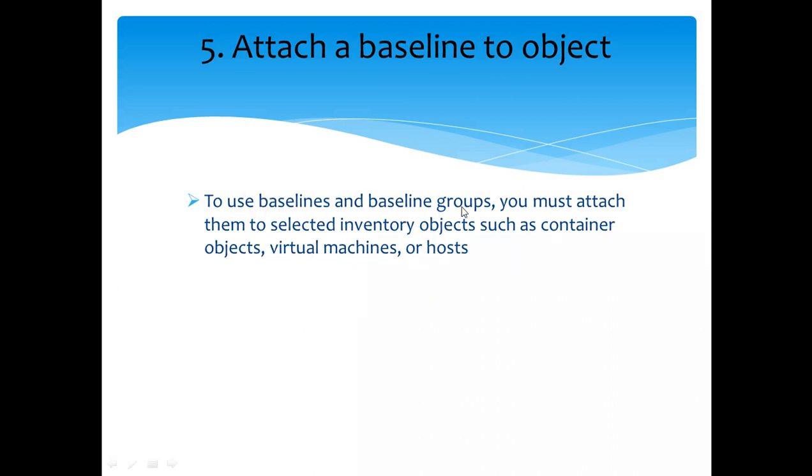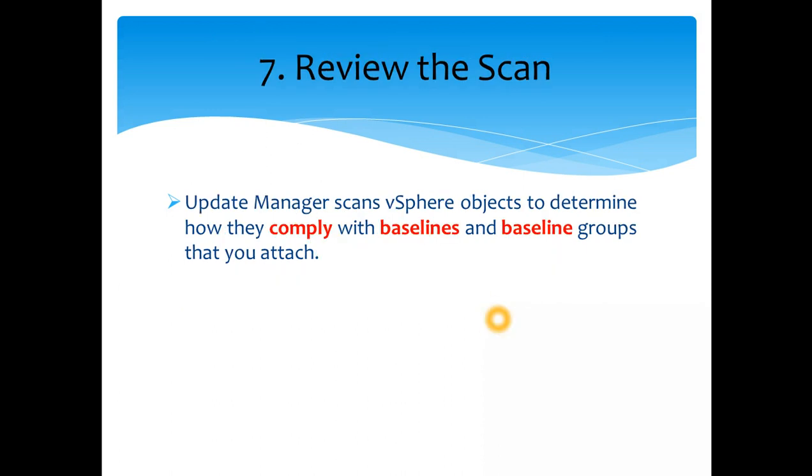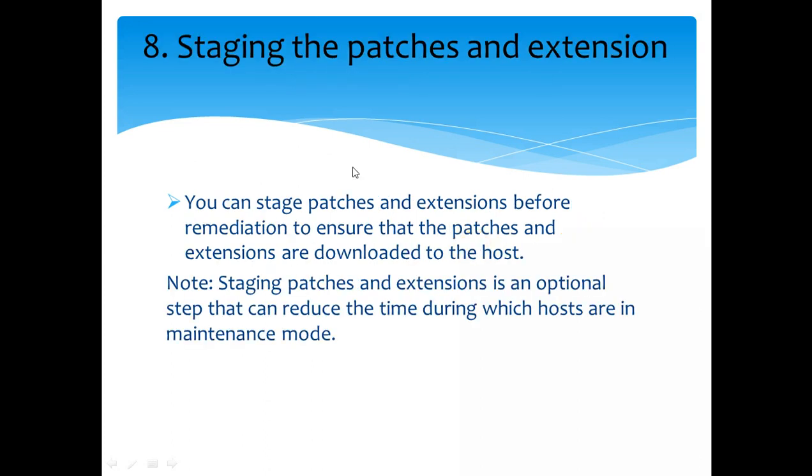To use the baseline, you must attach it to the selected inventory object, which is what we are going to do, and then we'll scan the vSphere object. We'll scan it and see what the missing patches are, and then review the baseline. Update manager scans the vSphere object to determine how it complies with the baseline and the baseline group. So obviously it will say compliant or non-compliant. If it is not compliant, then you can remediate and make it compliant again.